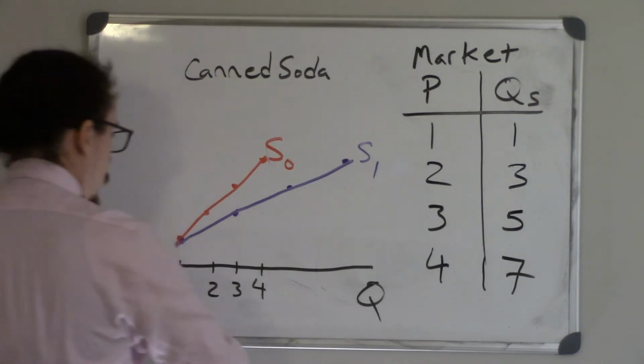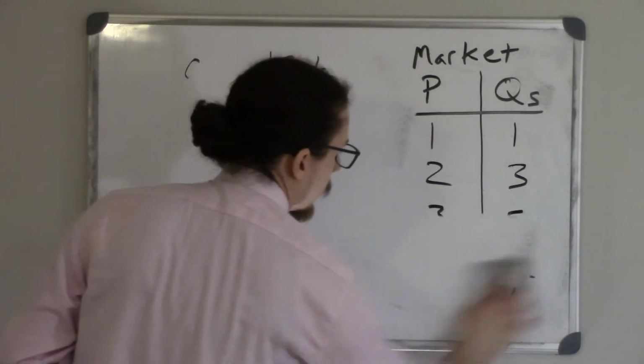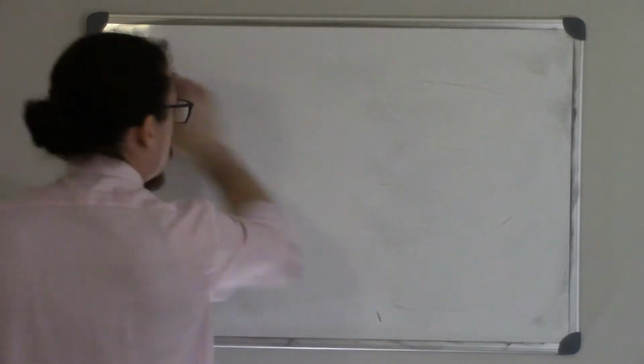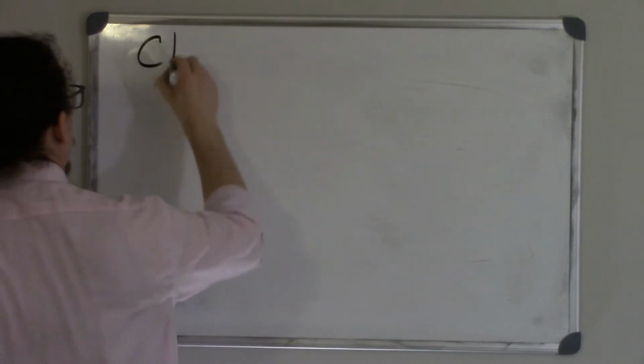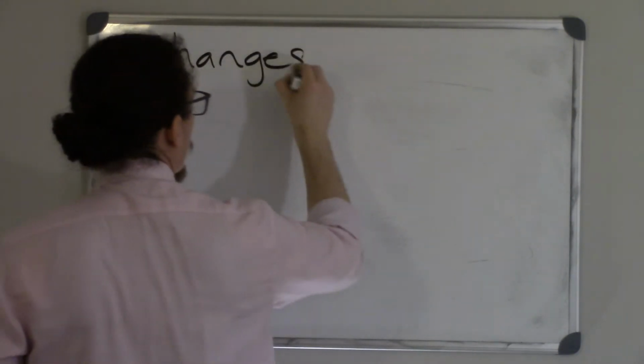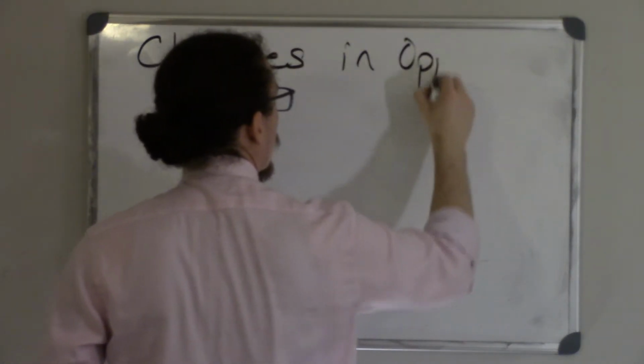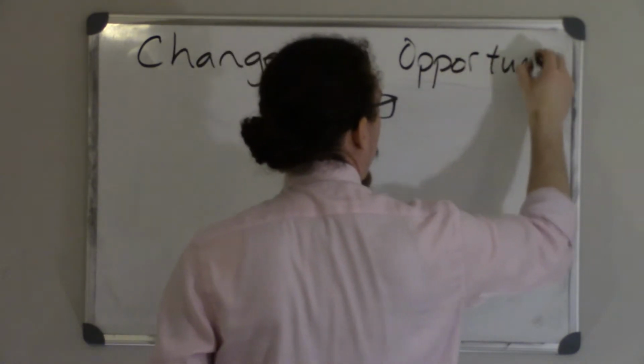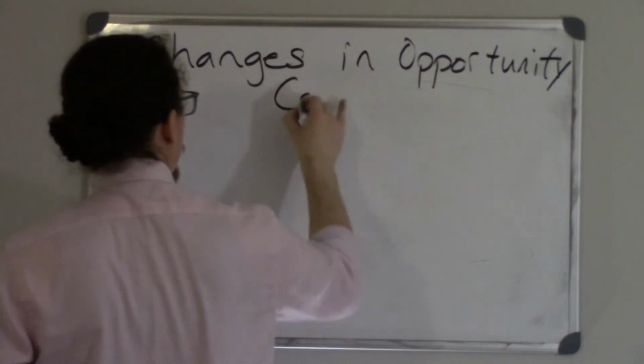All right, so that's all there is to that one. So let's go ahead and move on to the last one. Changes and opportunity costs.